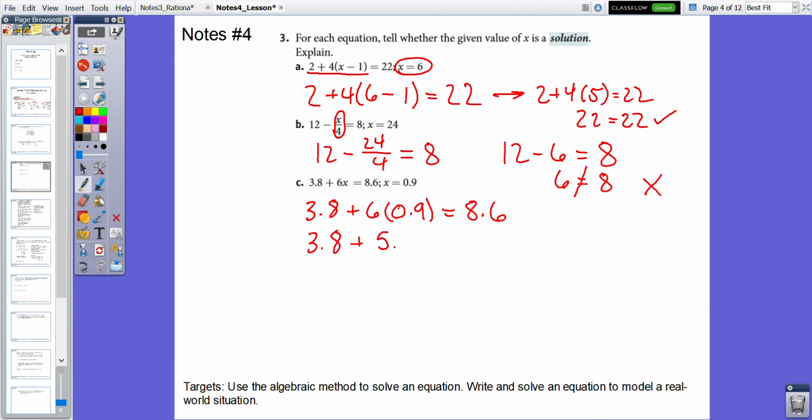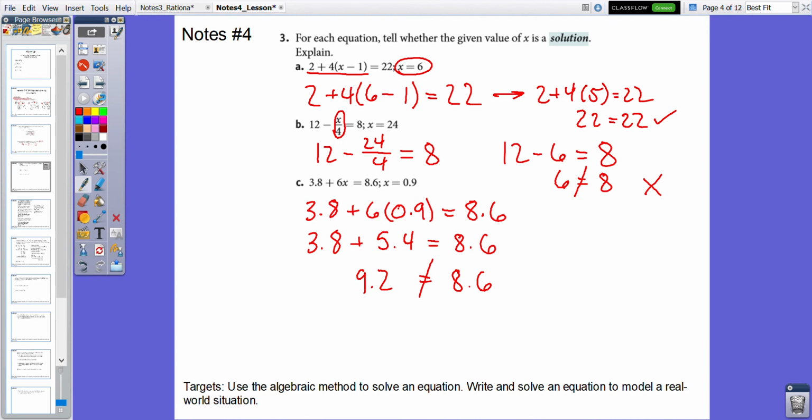6 times 9 tenths is 5 and 4 tenths. We're going to add these two together, so 8 tenths plus 4 tenths gives me 1 and 2 tenths, 3 plus 5 plus 1 is 9. And once again, one value is not the same as the other. So once again, we come up with a test value that does not give the solution for this equation. So now we have to ask the question, what is the solution to these equations?